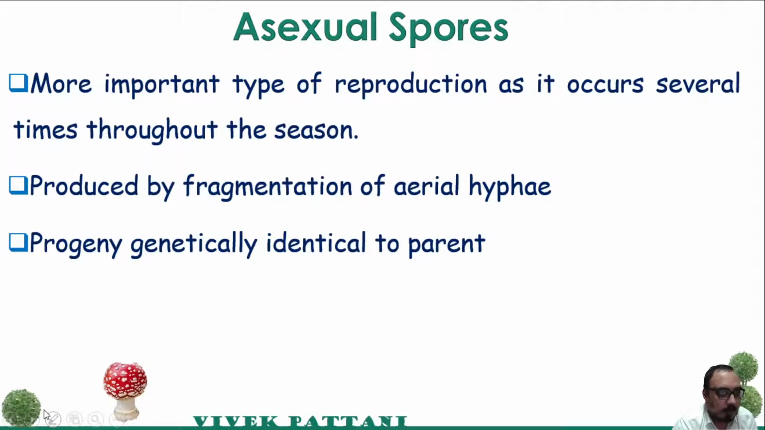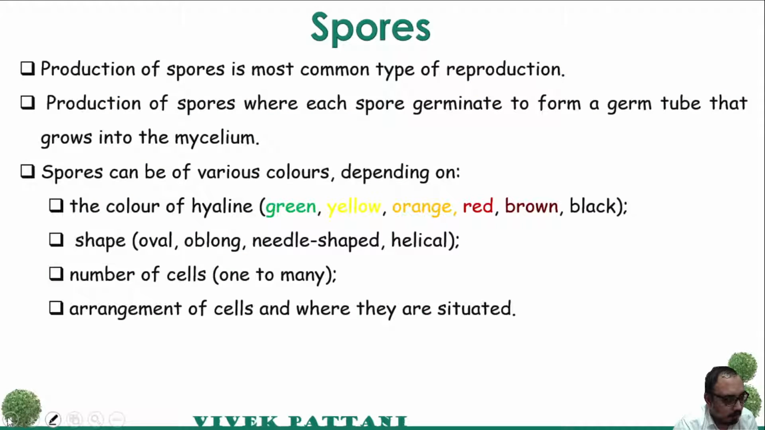This is a more important type of reproduction, as it occurs several times throughout the season and is also produced by fragmentation of the aerial hyphae, and the progeny is basically genetically identical to the parent in the case of asexual reproduction. Okay, now some more information regarding the spores. These are just the basics of reproduction which you need to remember.